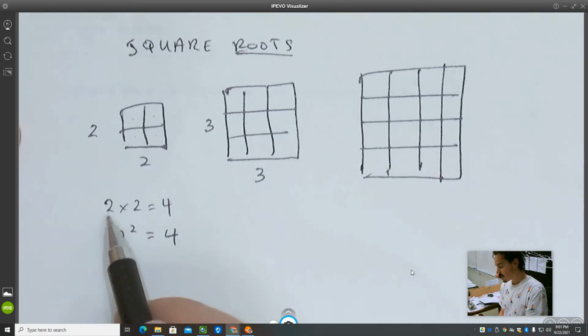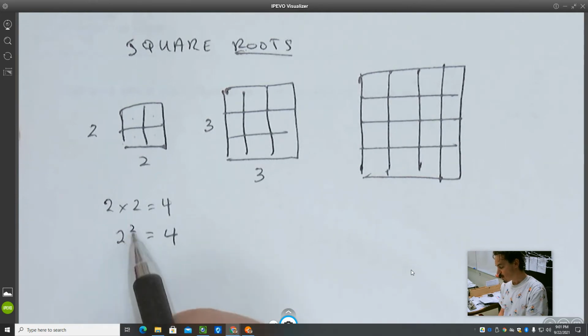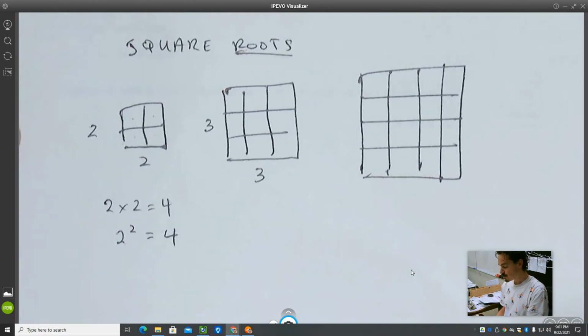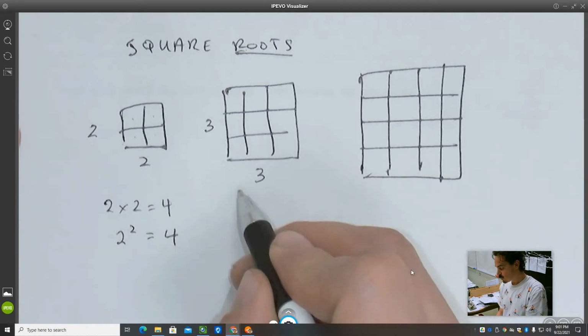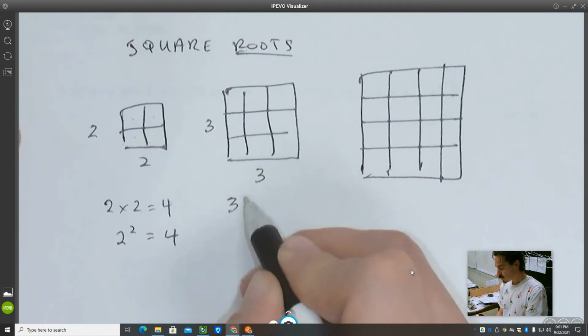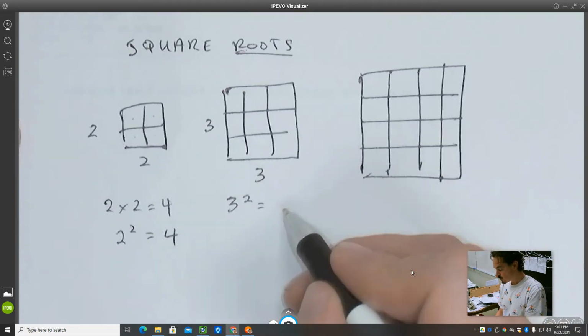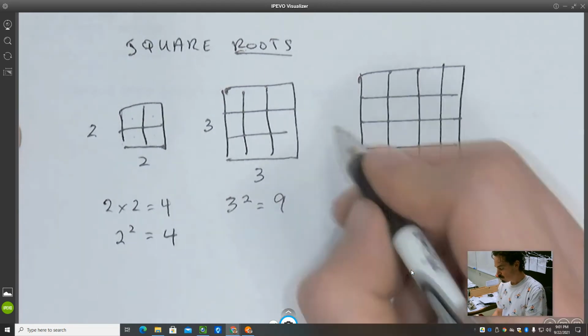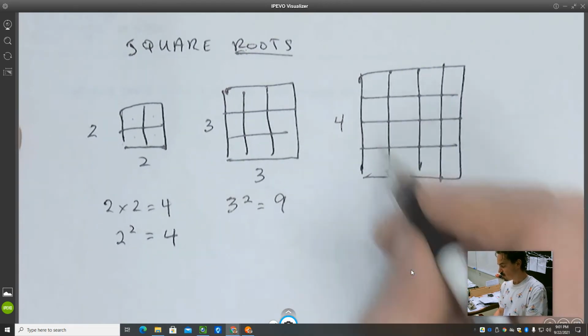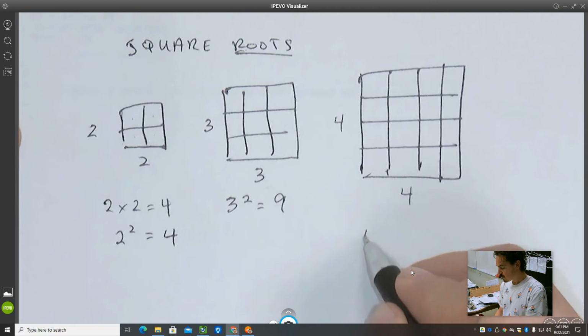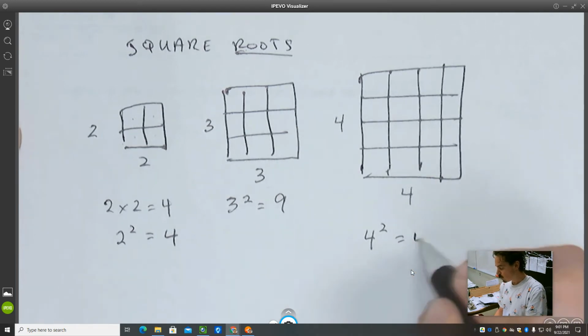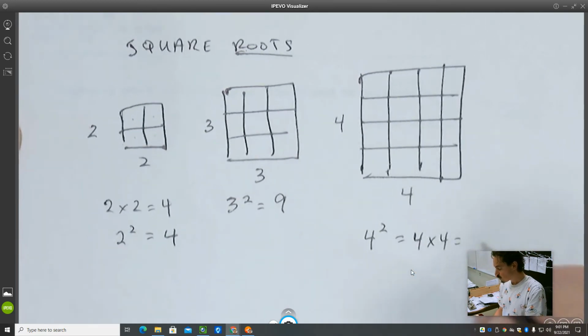Because the lengths, the bases, and the heights are always going to be the same, we can write this little 2 here to show that we're multiplying the same number twice. This is an exponent, and it's a special exponent we call a square. Again, another example, this would be 3 times 3, or we could say 3 squared, which is going to be equal to 9. One more short example here, 4 times 4, so this is 4 squared. Again, that's going to be 4 times 4 equals 16.